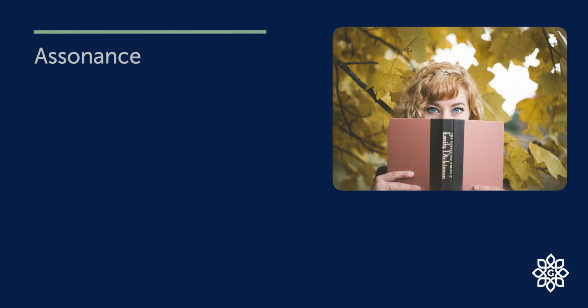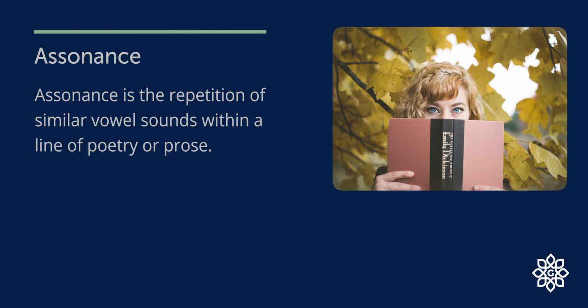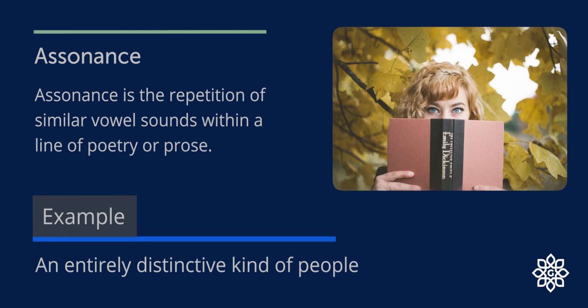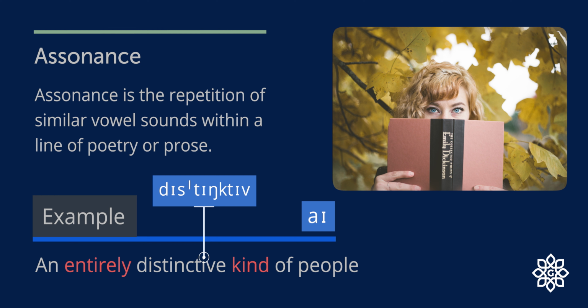So, what is assonance then? Assonance is the repetition of similar vowel sounds within a line of poetry or prose. For example, "an entirely distinctive kind of people." Here, assonance is the repetition of similar vowel sound I in the words entirely and kind. Though the word distinctive has a vowel I in it, it doesn't have the same pronunciation of I as in the words entirely and kind.